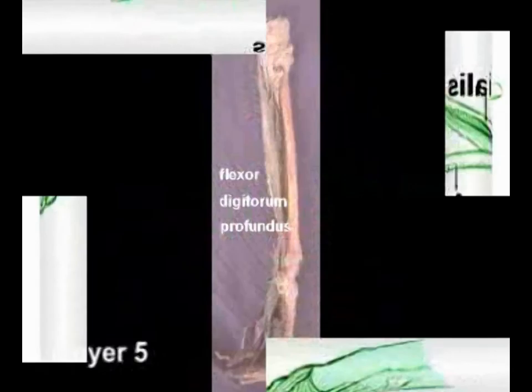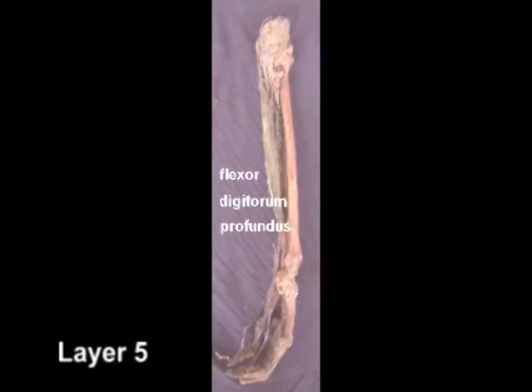They gain their insertion into the base of the middle phalanges. While the superficialis is supplied in its entirety by the median nerve, the profundus has two nerves which supply it, with its ulnar part being supplied by the ulnar nerve and the radial part by the median nerve through its anterior interosseous branch.